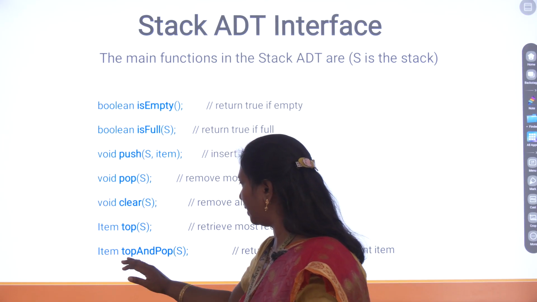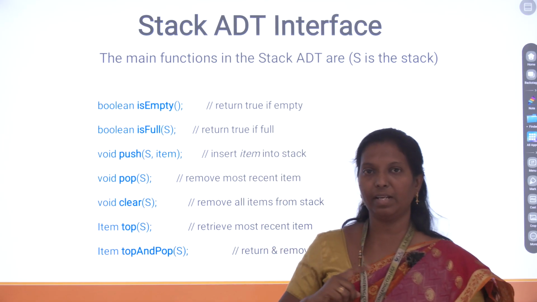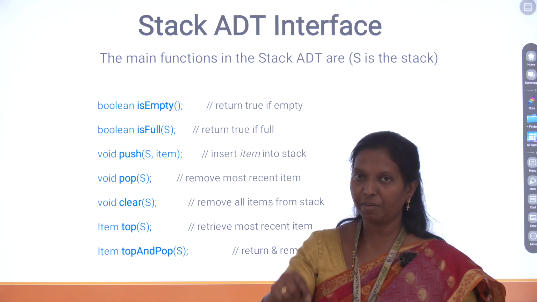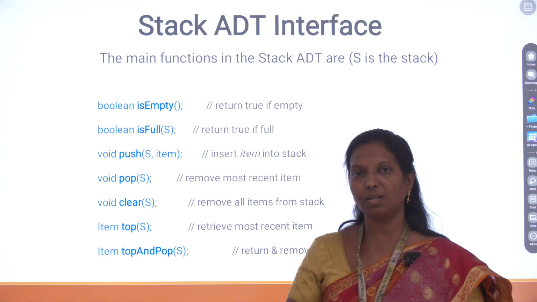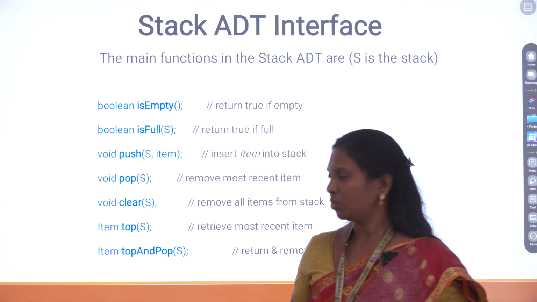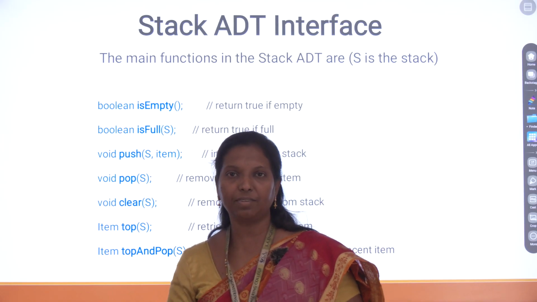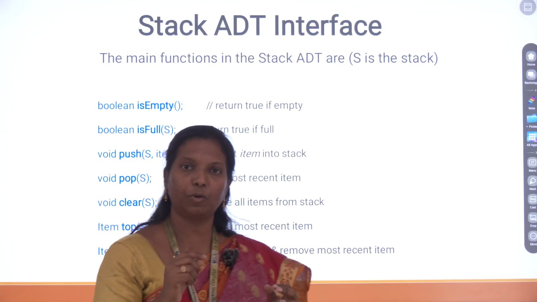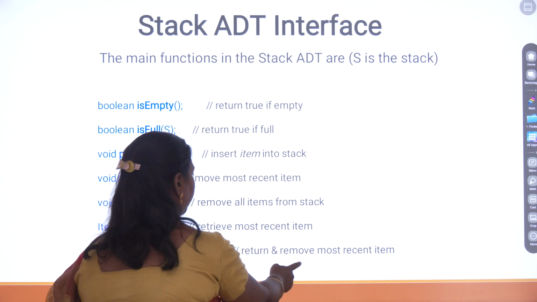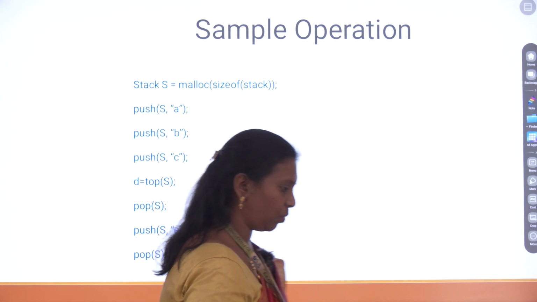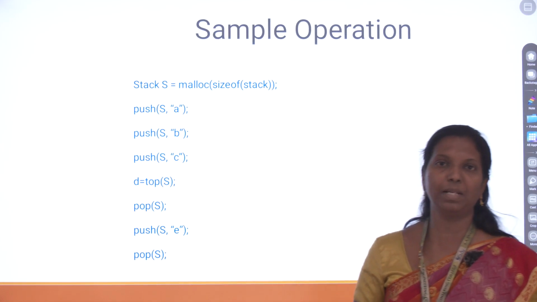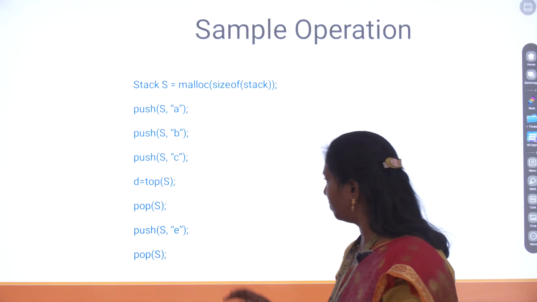Then item top and item top and pop. Here we need to check which item is popped first and which item is pushed first. All of these are given through the parameter called stack S. These are the methods we definitely need to implement in the programs. And now I want to give you a sample of how they are implemented.